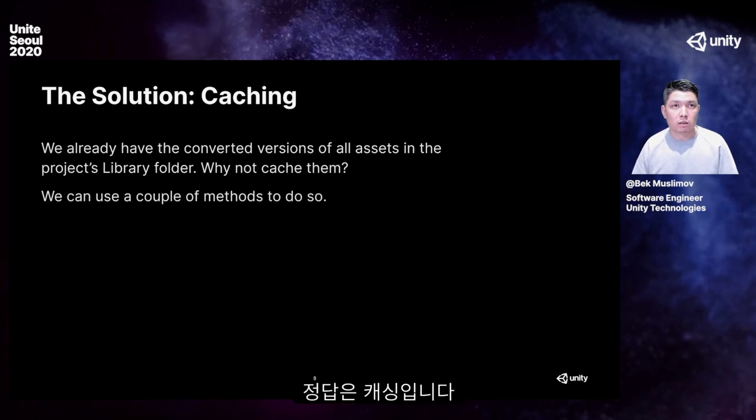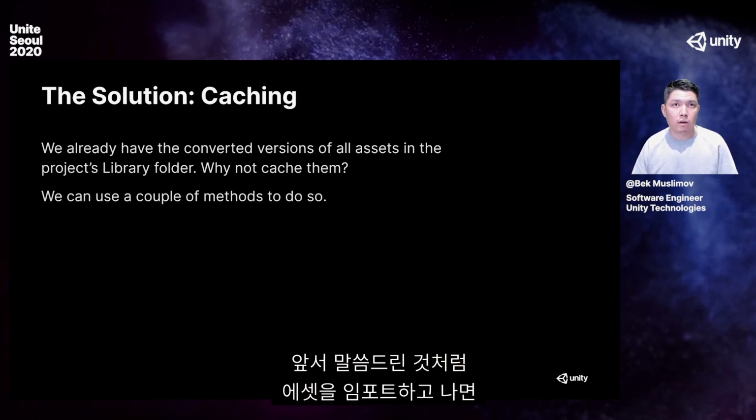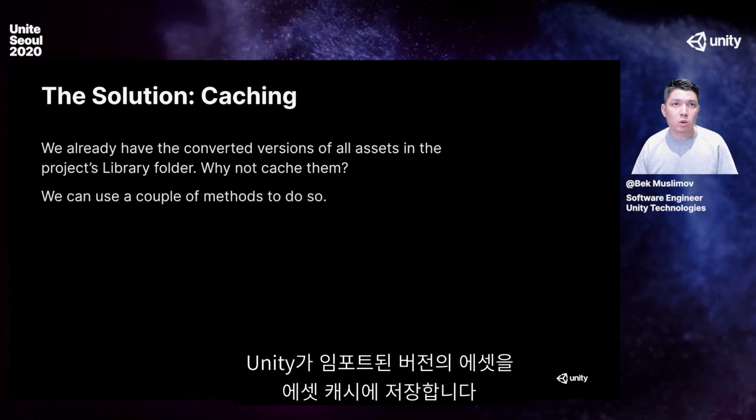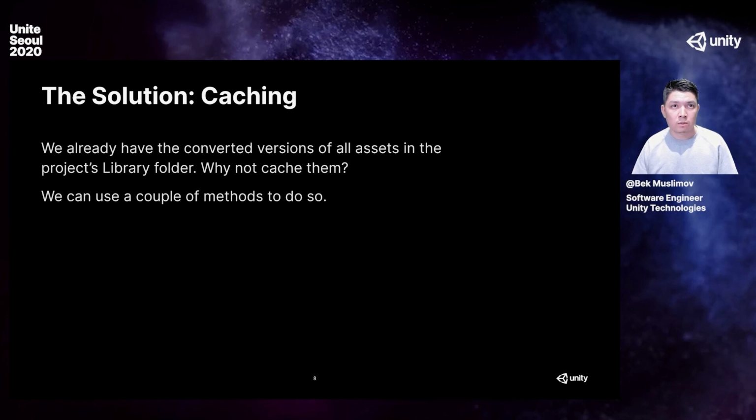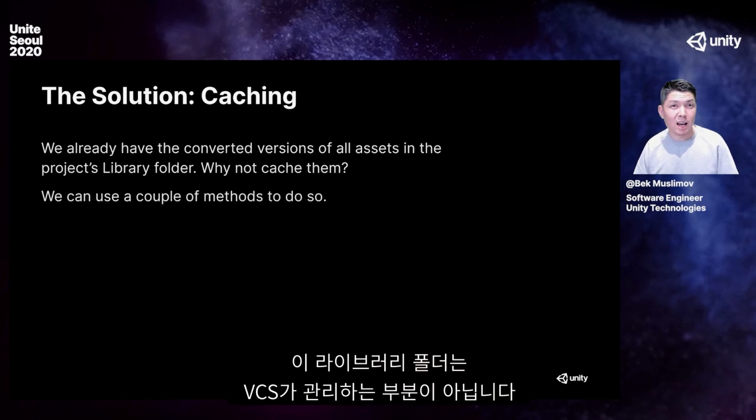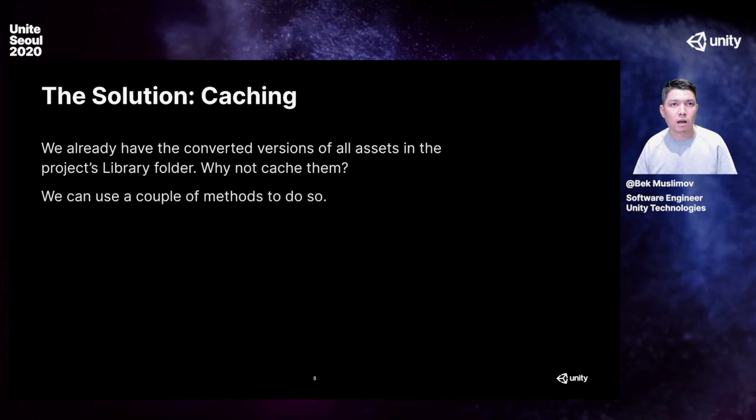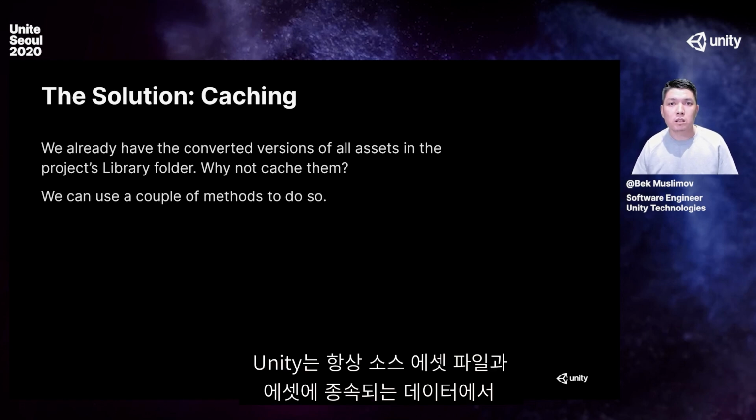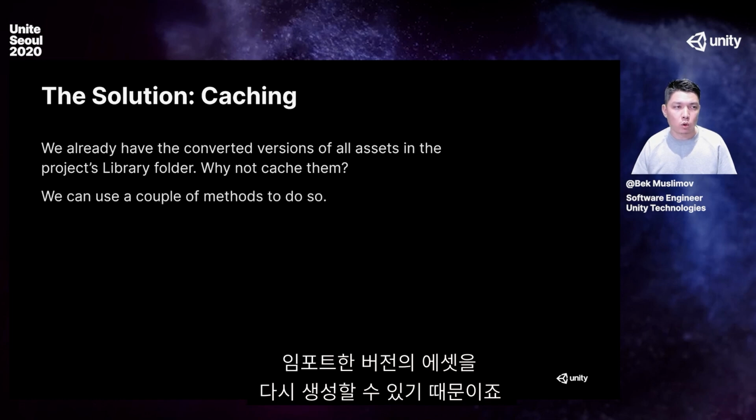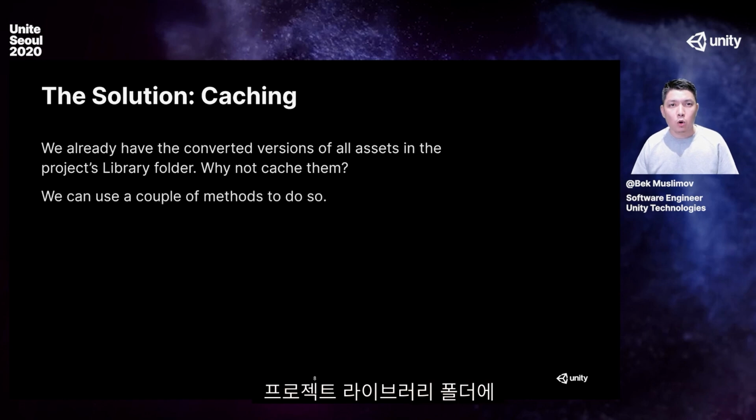The solution is caching. As we said above, after an asset is imported, Unity stores the imported version of that asset in the asset cache. The asset cache is located in the library folder of the project on the local machine, but that library folder is never checked into the VCS because Unity can always recreate an imported version of an asset from the source asset file and its dependencies. So we already have the converted versions of the assets in the project's library folder. Then why not cache them?